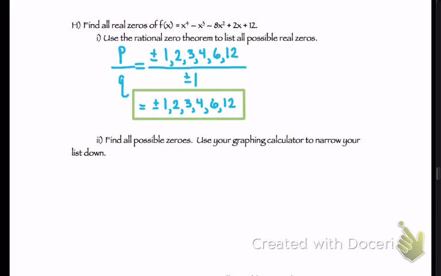So now I ask you, and I'm always going to have you do this, I'm going to give you a little bit of a hint. In the second one, I'm going to ask you to find all possible zeros, but I'm going to let you use your graphing calculator to narrow your list down. So let's think about what I'm asking you to do. First of all, to find all possible zeros, there should be 4 of them total. So how do I find them? Well, I'm going to go to my graphing calculator and type in that function.